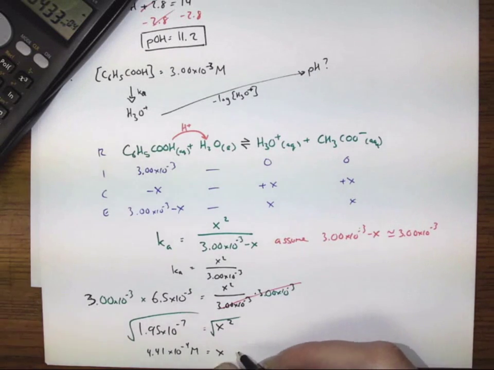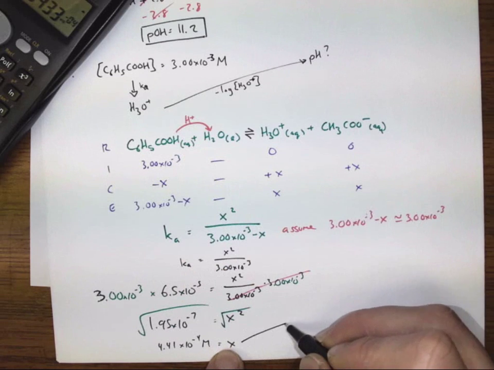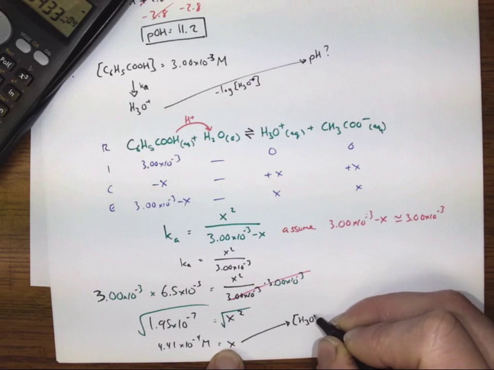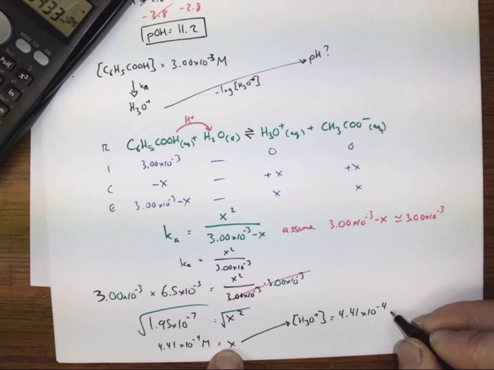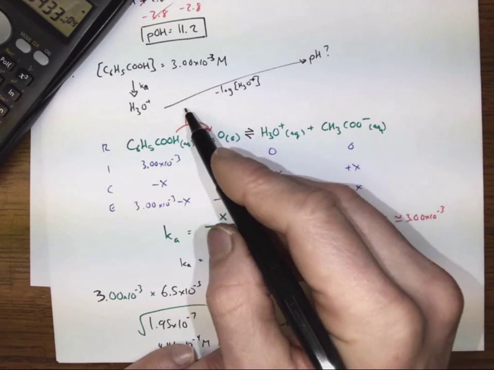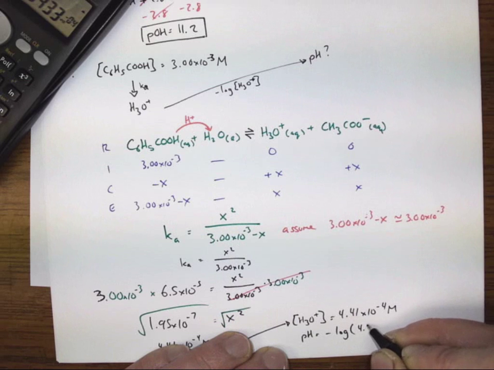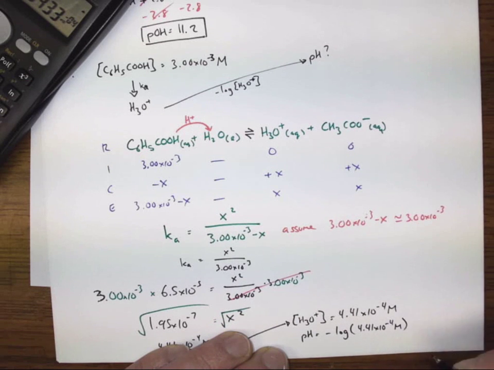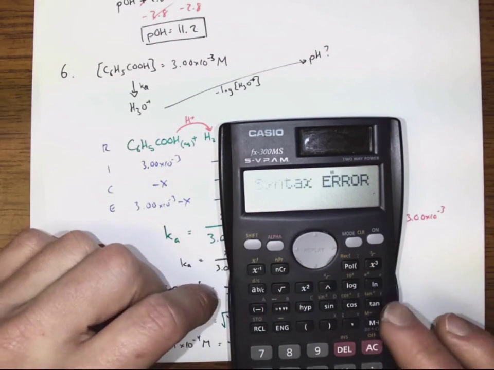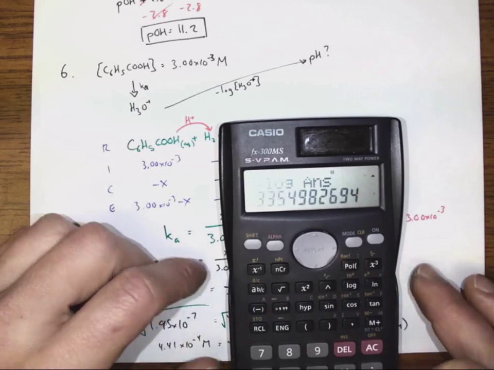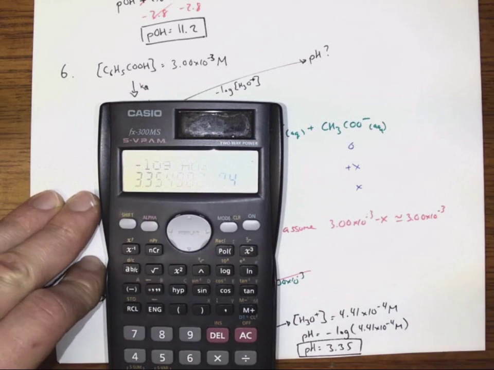Okay, so we're going to leave it there for now. All right, so what is x? That's our hydronium ion concentration. So now we can find our hydronium ion. We know our hydronium ion concentration is 4.41 times 10 to the negative 4 moles for every liter. And if I want to find our pH, then we're going to use a negative logarithm. So pH is equal to the negative logarithm of 4.41 times 10 to the negative 4 moles for every liter. So our pH is equal to the negative log of this answer. And we get 3.35. So that's our pH of the solution.